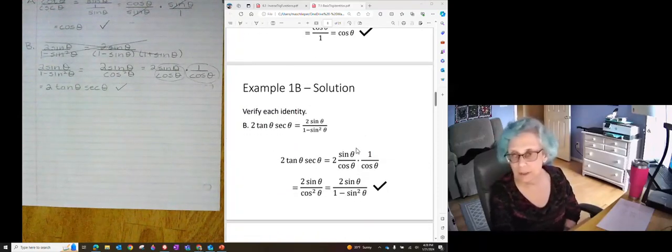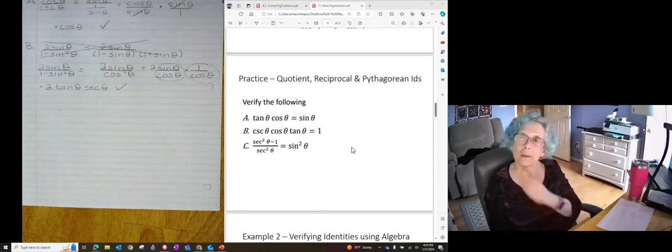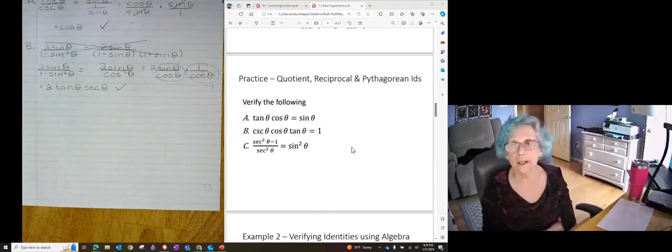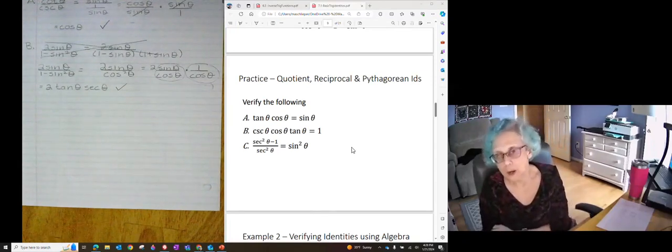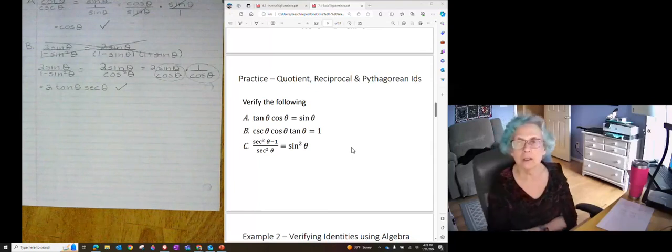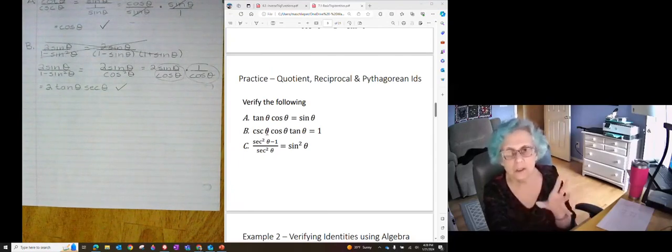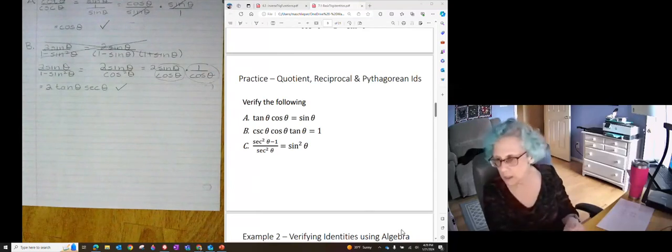And you can see when I typed it up, I didn't make a mistake the first time I tried it. So, it wasn't a mistake, it was learning. Practice, try these on your own, then we'll come back and compare. Remember, don't try to start with 1 and make it turn into cosecant times cotangent times tangent. Start with the complicated and try to get to the simple.